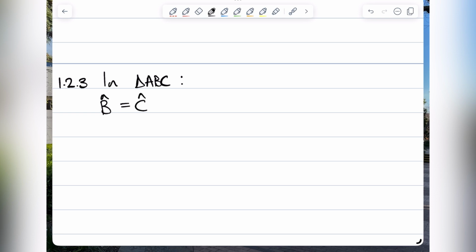Ons kan sê hoek B is gelyk aan hoek C, en ons het 'n bewering of 'n stelling gemaak, so ons moet 'n rede gee. We need to give a reason, and that reason, of course, is angles opposite equal sides. So we're just making some statements here. Dit is hoeke teenoor gelyke sye.